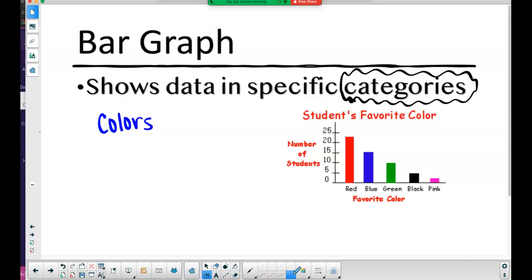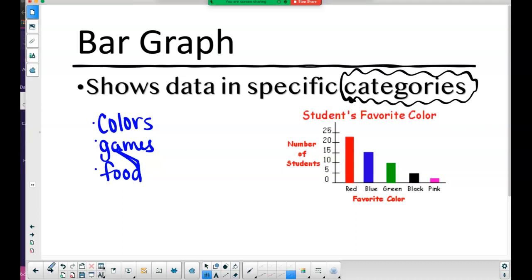So we can ask about favorite color. Favorite games. Games, food, right? Colors, games, food. Okay. The different states you have visited, that type of thing, where each state would then be a bar, and you're showing that. Okay? Okay, so we have bar graphs as categories.